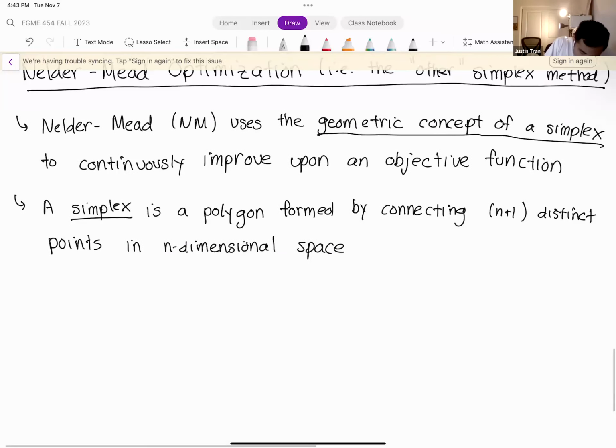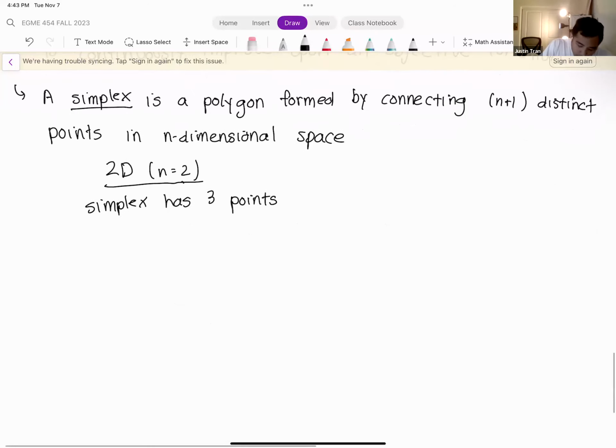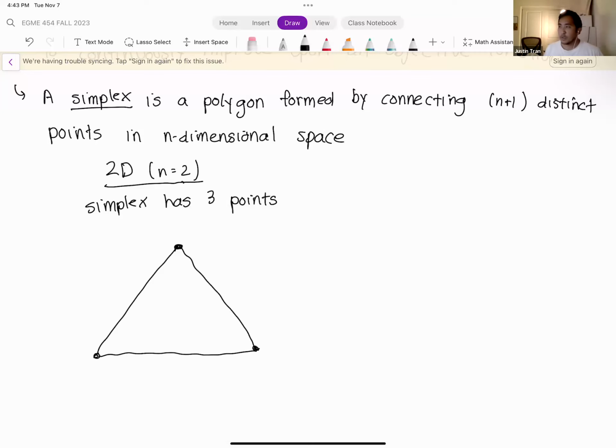Okay. And so in 2D space, our n is equal to 2 here. And so our simplex is going to have n plus 1, or 3, distinct points. Okay. And so if we take 3 points and we connect them together, so we connect each vertex with each other, 1, 2, 3, you can see that geometrically what we have here is a triangle.